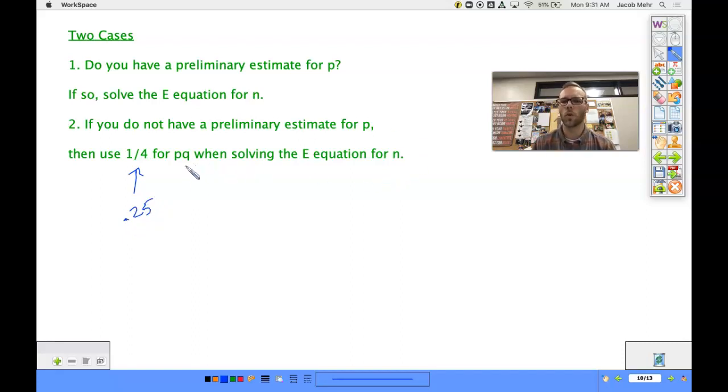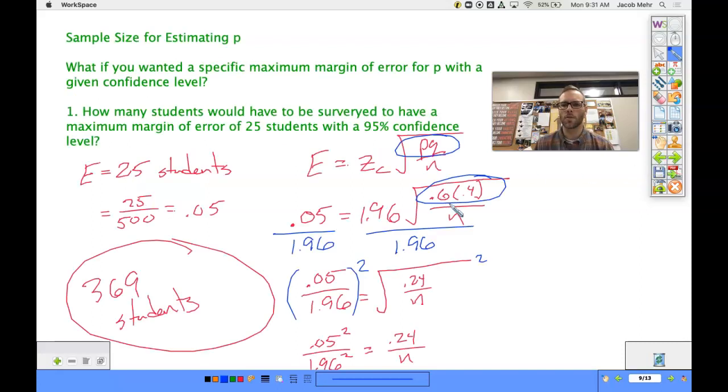Now, why do we use 1/4 for P times Q? What was P times Q in this last one? It was 0.6 times 0.4, which was 0.24, which is just a little bit under. I want to make sure that I'm not being overconfident in my answer. So I want this number to always be smaller than maybe it could be. So notice 0.24 is smaller than 0.25.